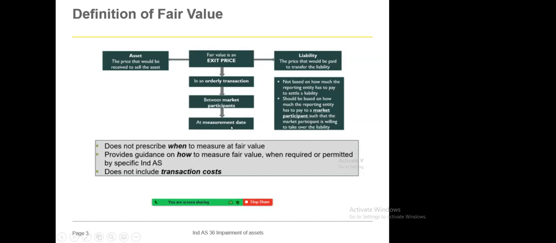As I mentioned, Ind AS 113 will not prescribe when to measure the fair value. However, it will provide guidance on how to measure it, when it is required or permitted by the specific Ind AS. So other Ind AS will tell you when to calculate the fair value, and Ind AS 113 will tell you how. While calculating the fair value, we need to exclude the transaction cost. So the fair value will be the exit price less the transaction cost.